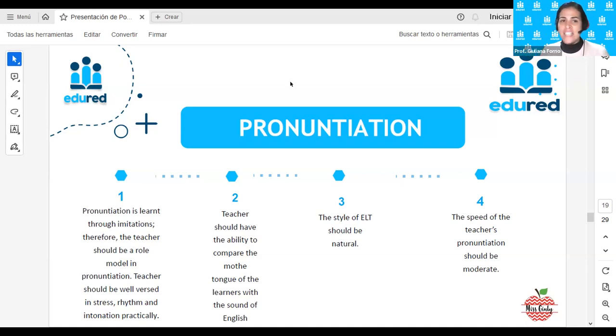That's what I meant when I say we are not going to speak as natives. You can be a C2. You can be proficient in English, but your pronunciation is going to be Latina because we learn Spanish first, and it's not a bad thing. It's natural in us.